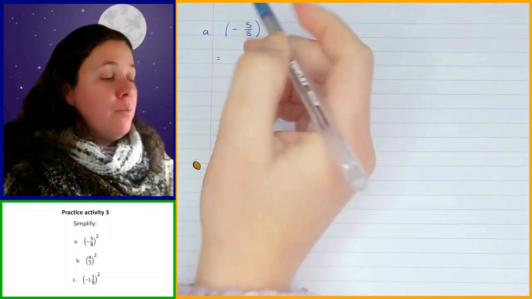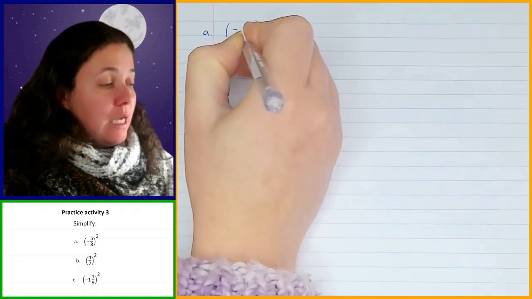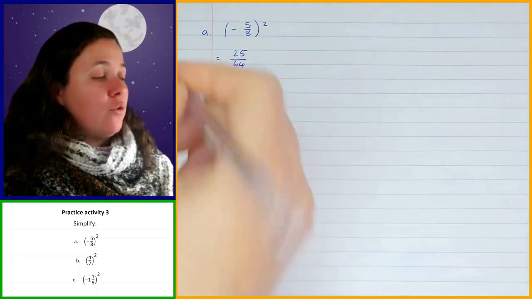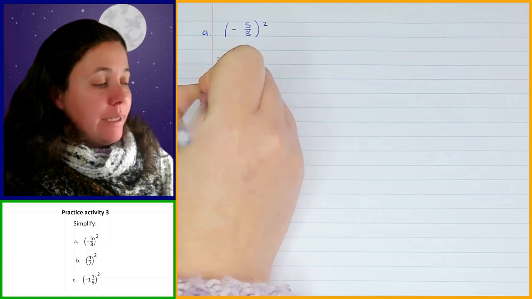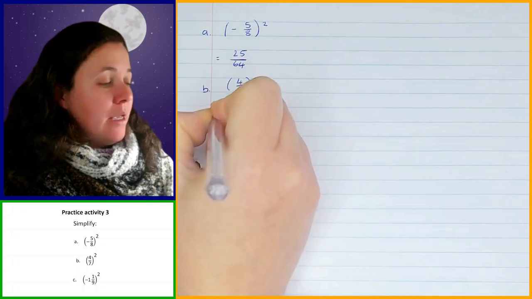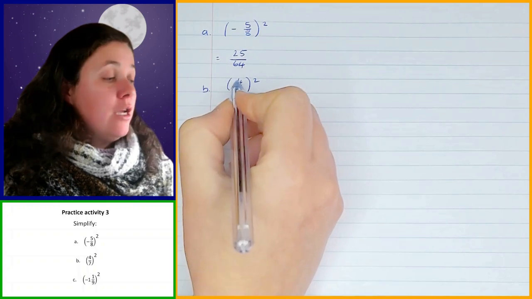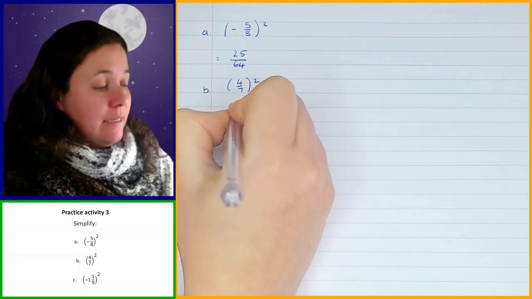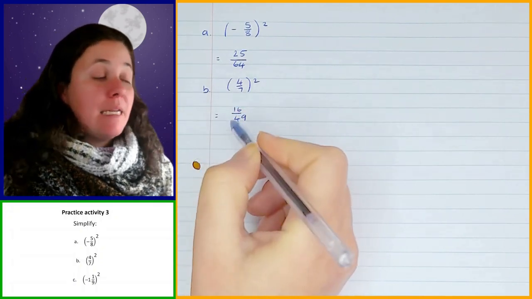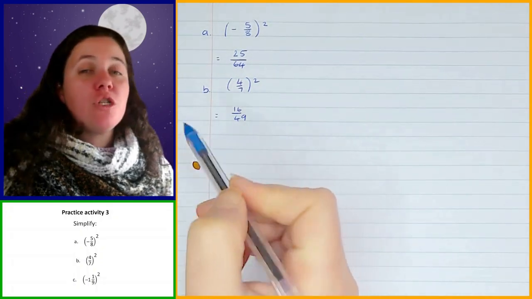And then I have to square the top, which is 5 squared is 25. Over, and we square the bottom, 8 squared is 64. So you should have got 25 over 64 for question A. Then question B, we have 4 over 7 squared. Okay, so first of all, in this case, I don't have to worry even about a negative, so I just go straight on to the 4, and I square that, and it gives me 16 over 7 squared is 49. Now you see why I said it's important for you to know those square numbers.